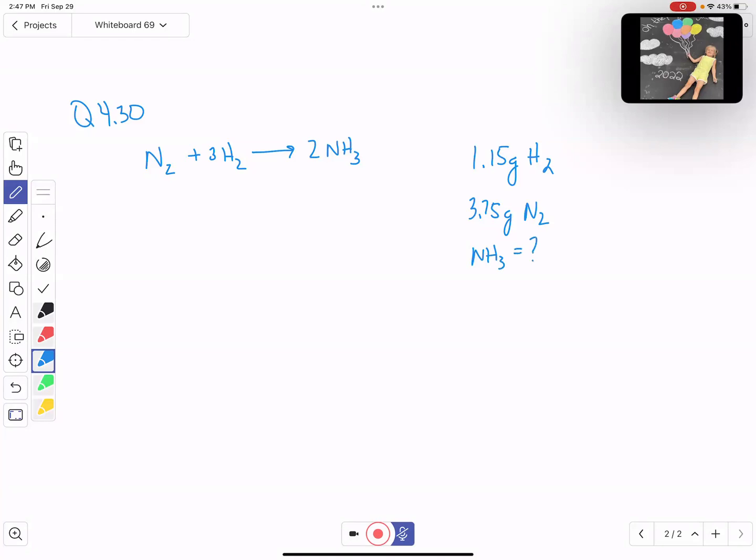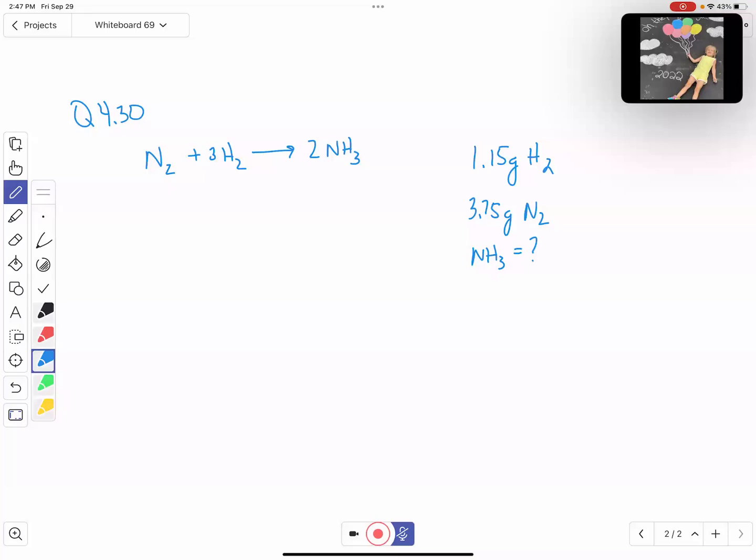So it might not look like a limiting reagent problem from the start, but it is because we need to figure out based on the hydrogen, how much ammonia could we make? Based on the nitrogen, how much ammonia could we make to therefore say, right, what's there in excess or what limits our reaction?